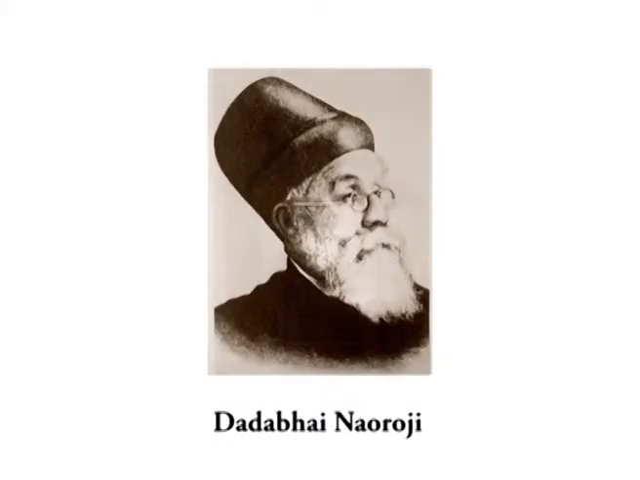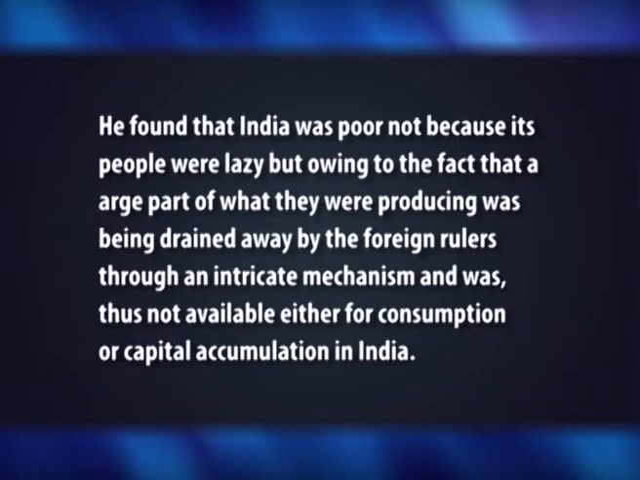Almost a century ago, Dadabhai Naoroji was asked, why was India poor and backward notwithstanding its immense natural and human resources? He tried to search the answer after devoting his valuable time, energy and restless efforts to look into government publications and archival materials both in India and in Britain. He found that India was poor not because its people were lazy, but owing to the fact that a large part of what they were producing was being drained away by the foreign rulers through an intricate mechanism and was thus not available either for consumption or capital accumulation in India.